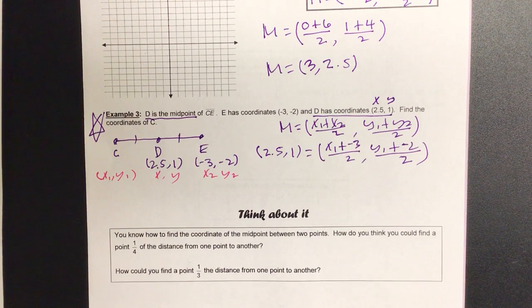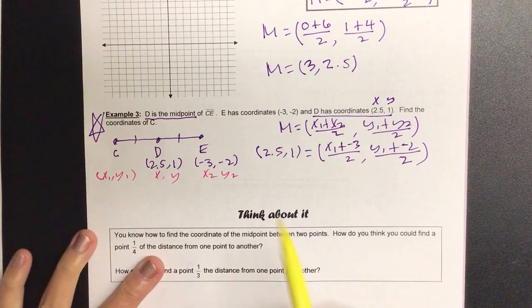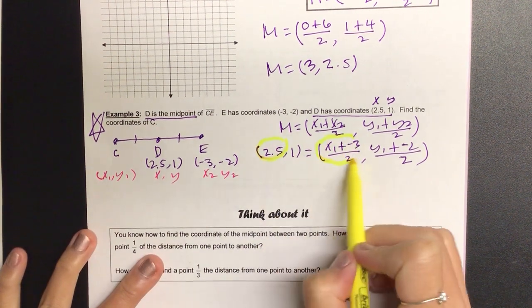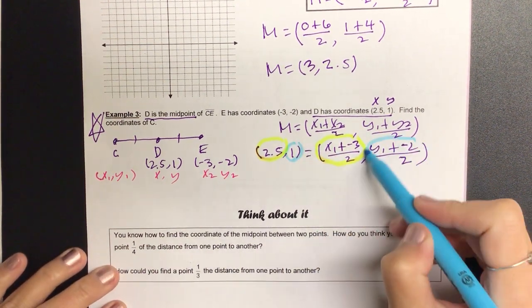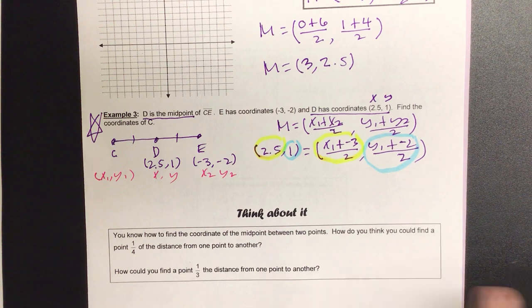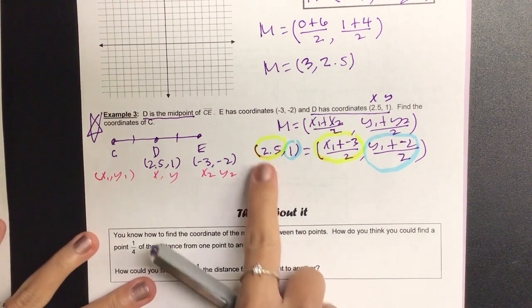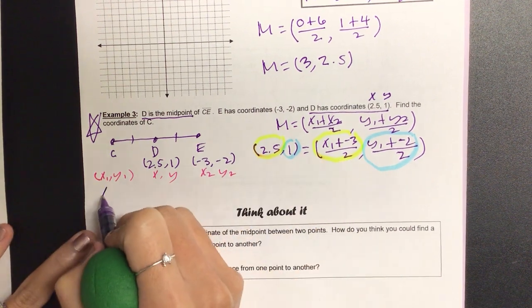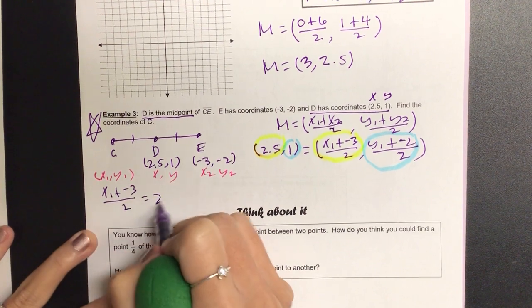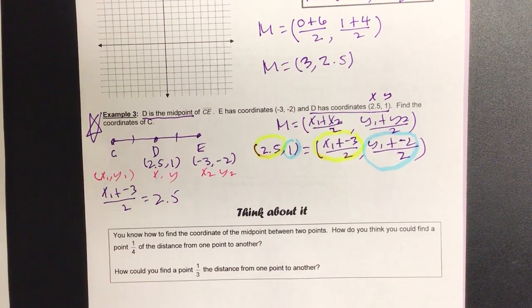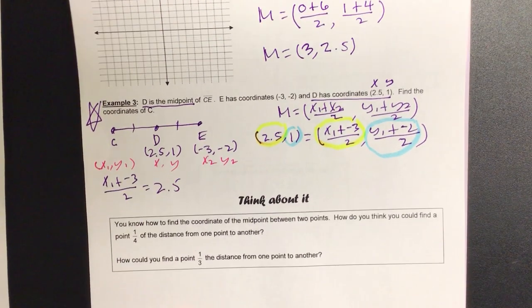So then I'm going to color coordinate. The x's must be equal to each other. And then the y's must be equal to each other. We can't mingle them together. So I'm going to demo the first part. So here I go. I'm going to put the yellows together. So we have x1 plus -3 divided by 2 is equal to 2.5. Do y'all mind if I do one go on this?